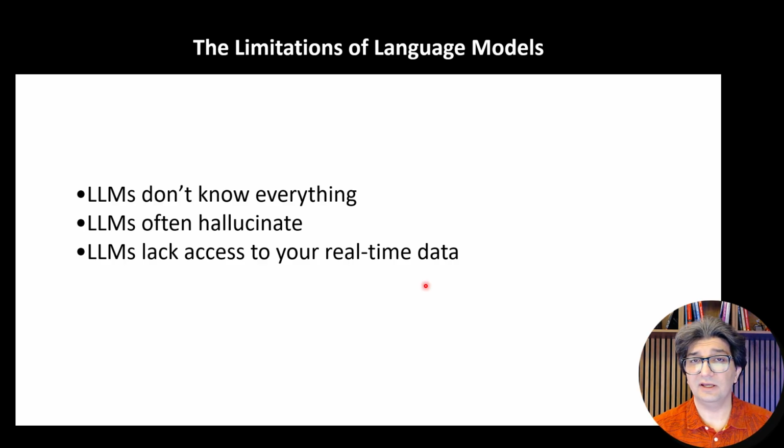LLMs often hallucinate. It is also very interesting to know that sometimes LLMs give you an answer, but you shouldn't trust all answers. You should always evaluate your models, because that answer might be quite random, might not be accurate. And also LLMs lack access to your real-time data. That's another issue that we have with base LLM applications.